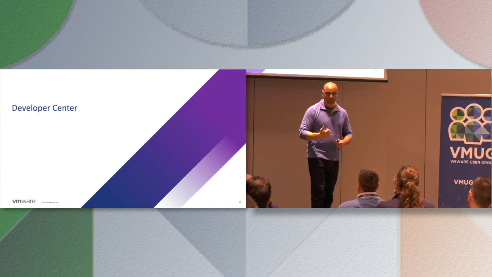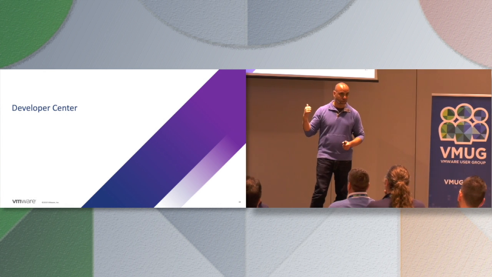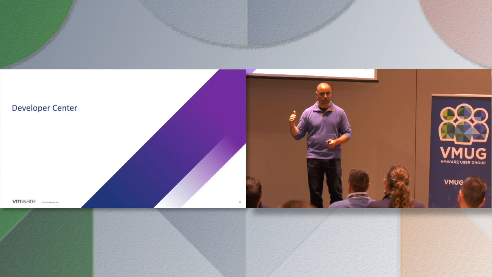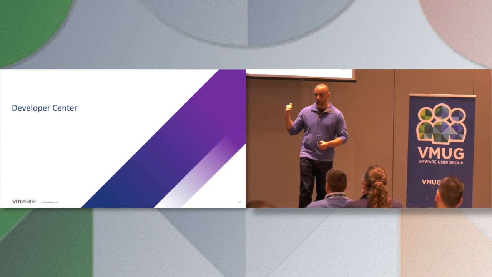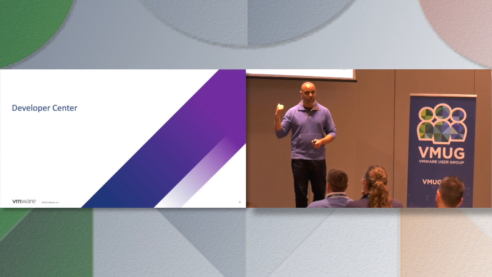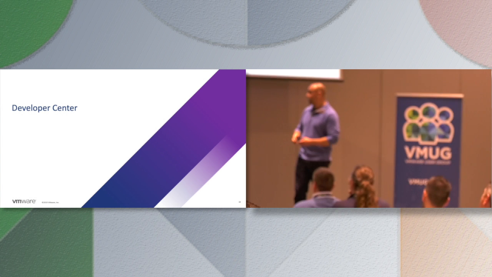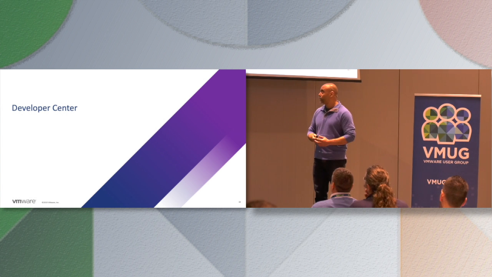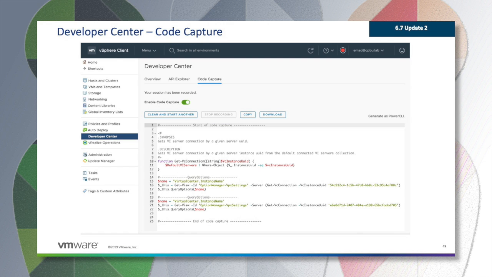And one of those things that we had was Developer Center. Now, Developer Center started in VMware Cloud on AWS. Now it's landed in the Fling, and then with 6.7 update 2, we now have it natively within the client. So once you log into the vSphere client, you'll see Developer Center. And there's kind of two things to look for.